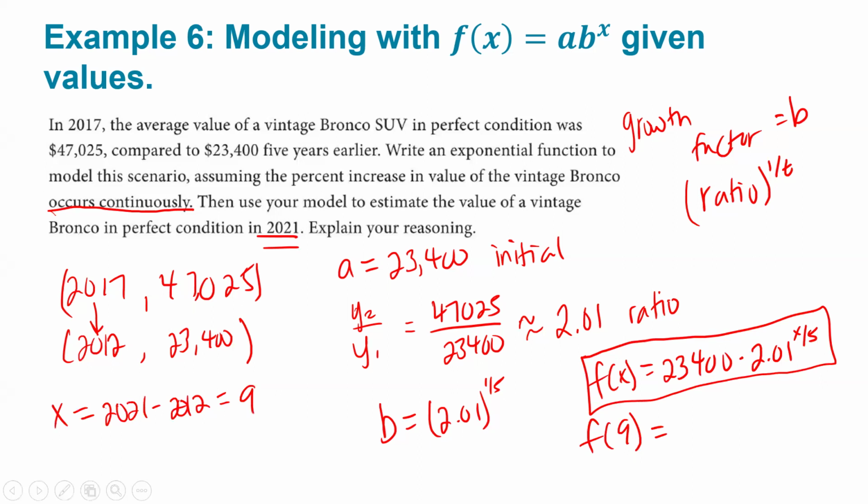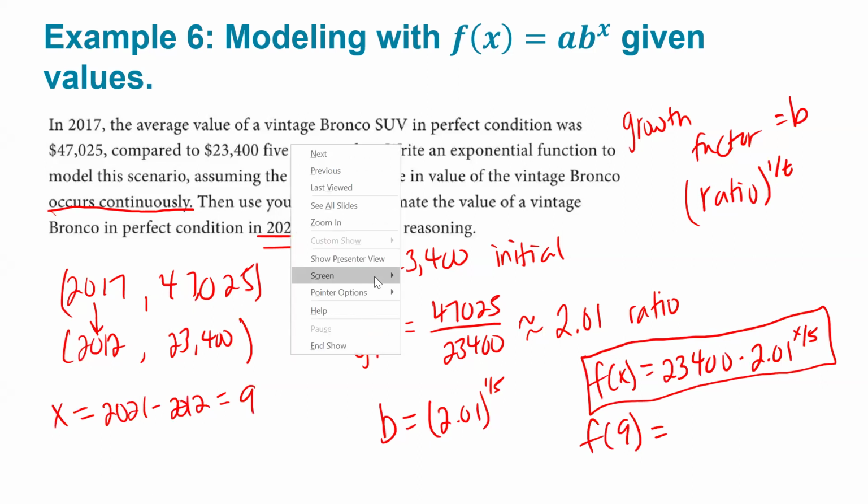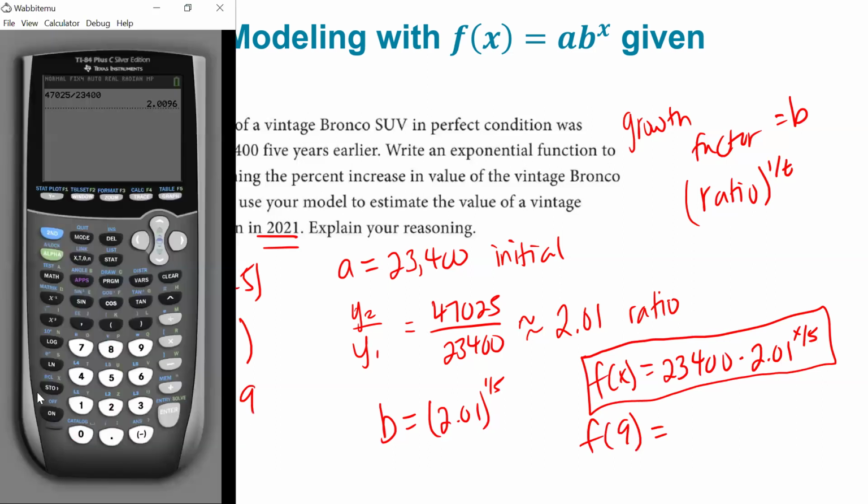So we're going to go to the calculator. I'll go to my calculator and I'm going to type in 23,400 times 2.01 to the 9 divided by 5. And we hit enter. And in 9 years, the approximate value, if what's happening keeps happening, of our Bronco would be $82,218.35. And that would be the value.